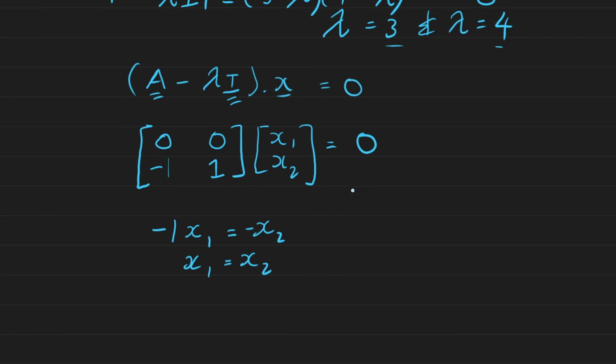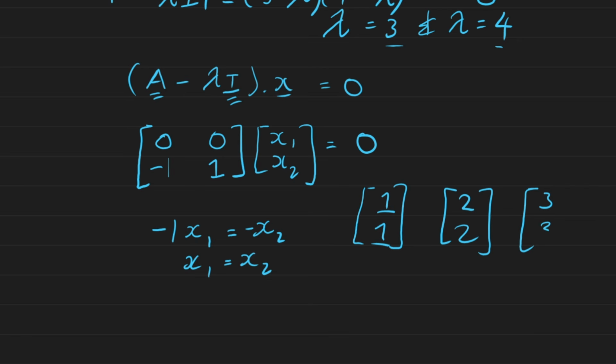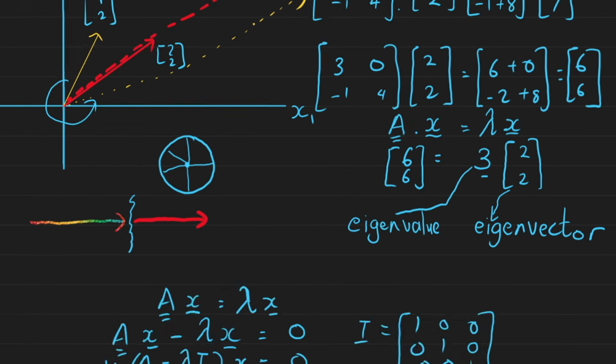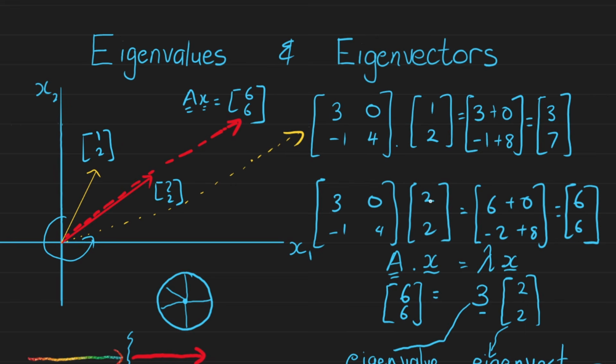So the eigenvector for this particular matrix can be anything as long as x1 and x2 have the same values. We could choose x1 to be 1, and therefore x2 to be also 1. We can choose x1 to be 2, and x2 should then also be 2. We can choose x1 to be 3, and therefore x2 should also be 3, and so on. If we compare this to our original eigenvector, we can see that it is actually 2, 2. So that is the whole purpose of this.